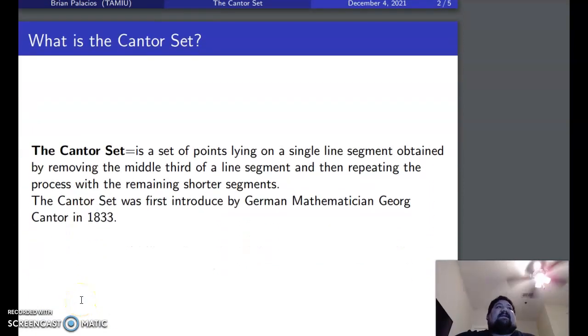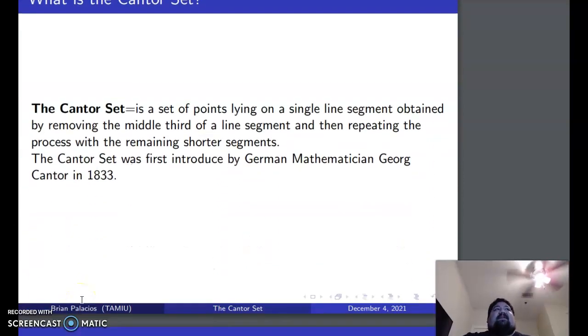So, what is the Cantor set? The definition is a set of points lying on a single line segment, obtained by removing the middle third of a line segment and then repeating the process with the remaining shorter segments. So basically, you take a line of length 1 from 0 to 1, and you remove the middle third, and you're left with two lengths of 1/3 now. Those endpoints are the points that lie in the Cantor set. So you have an endpoint at 0, one at 1/3, one at 2/3, and one at 1, and that whole middle part taken away.